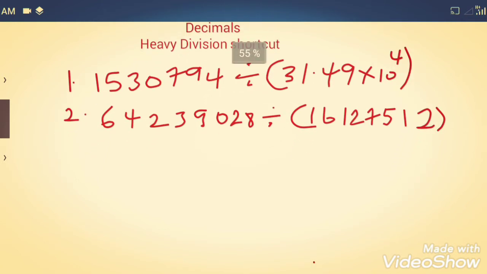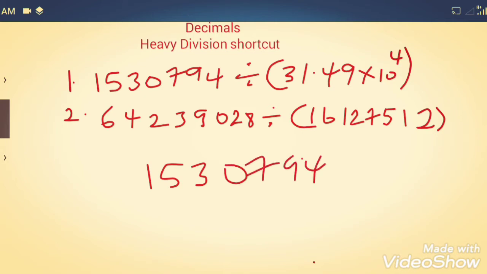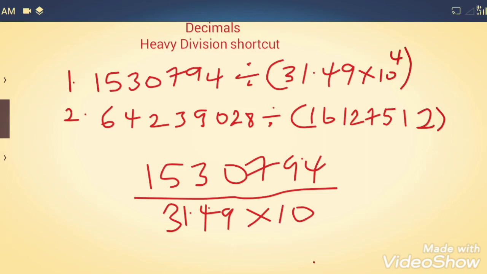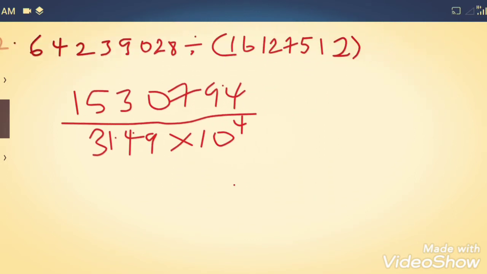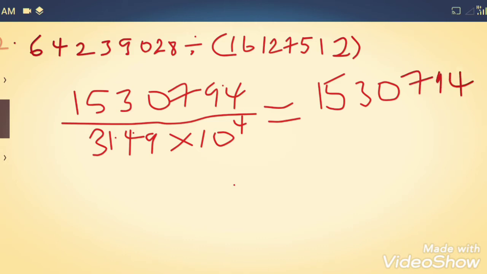Okay, here we have 1530794 divided by 31.49 times 10 raised to power 4. So first we're going to expand the denominator. This is going to give us 1530794 over 31.